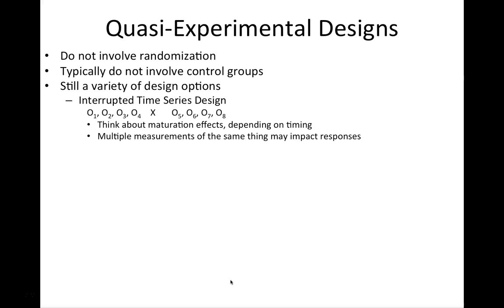So often we can't design an experiment, we can't conduct an entire experiment for a whole variety of reasons, ethical reasons perhaps, practical reasons, often time reasons, a lot of logistical reasons. And so we conduct quasi-experimental designs. These do not involve randomization typically. They typically don't involve control groups, and there are still a variety of design options within quasi-experimental designs.